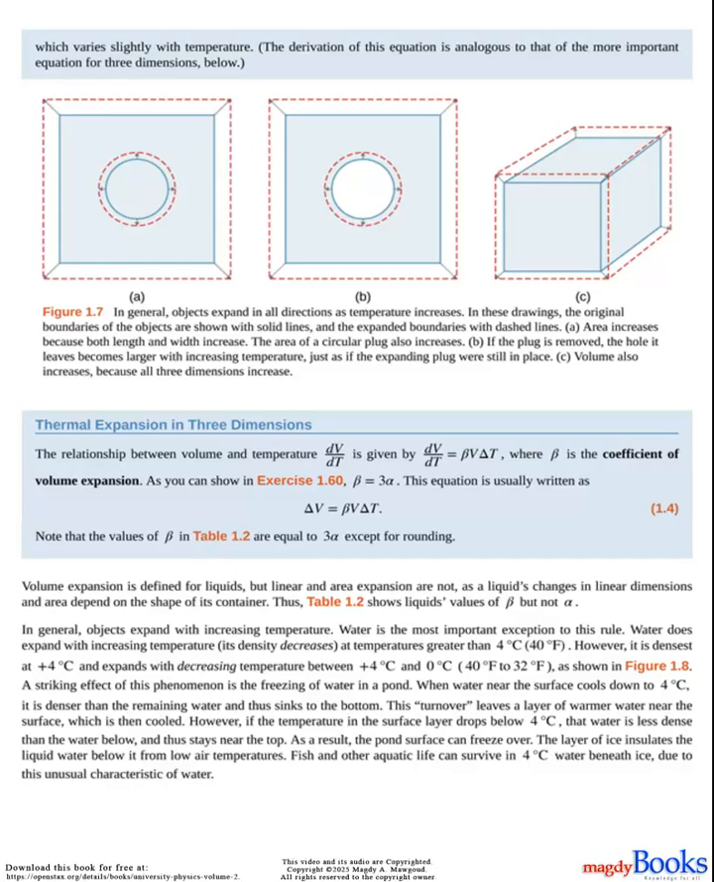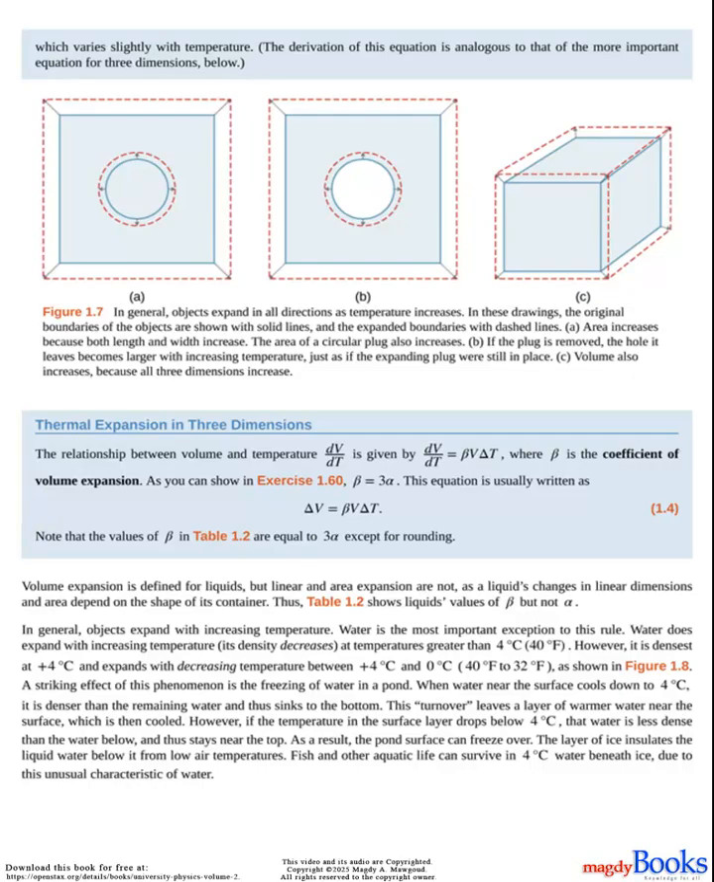Note that the values of beta in table 1.2 are equal to 3 alpha except for rounding. Volume expansion is defined for liquids, but linear and area expansion are not, as a liquid's changes in linear dimensions and area depend on the shape of its container. Thus, table 1.2 shows liquids' values of beta but not alpha.